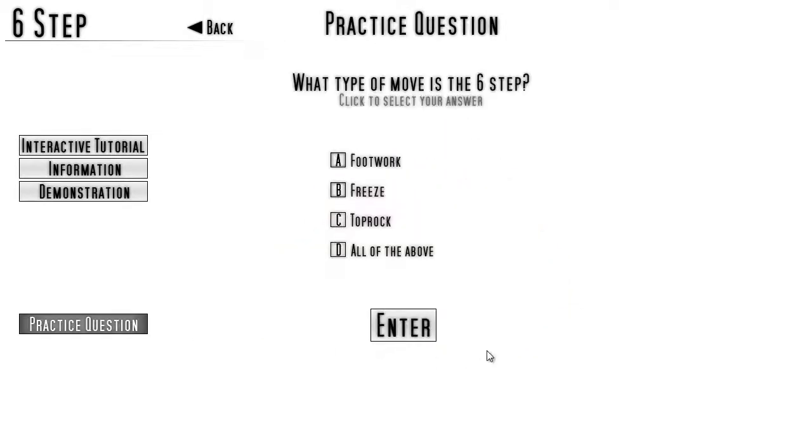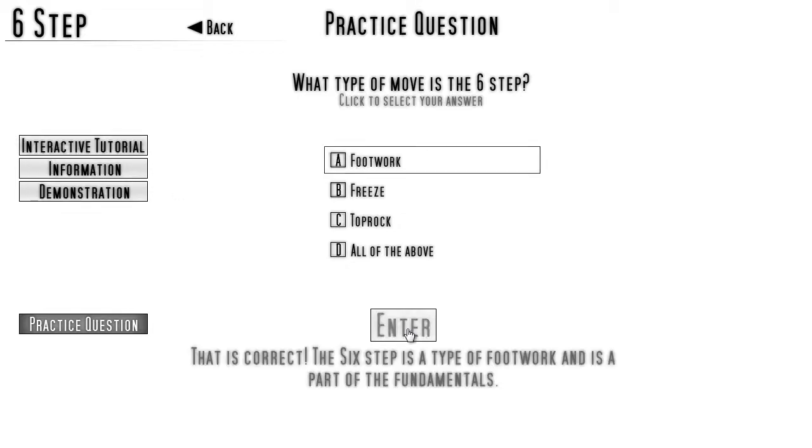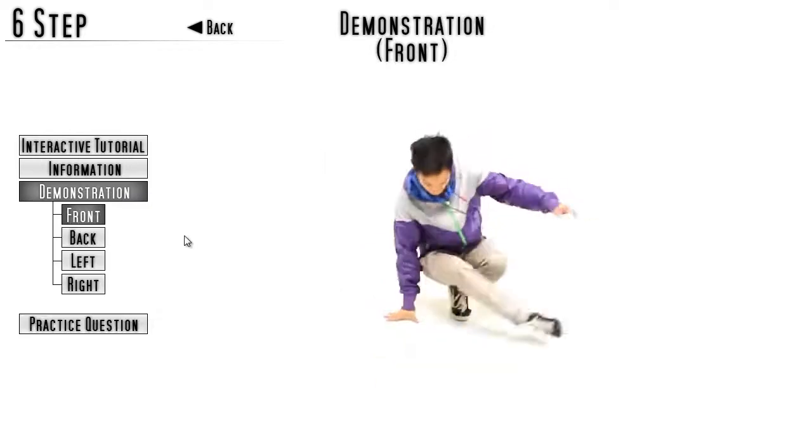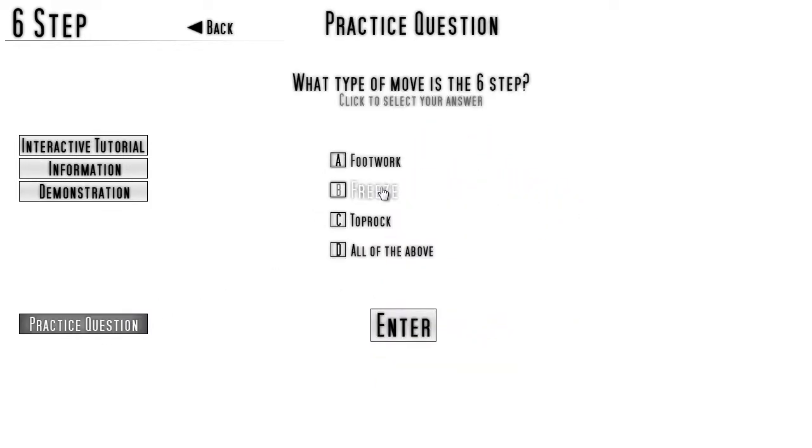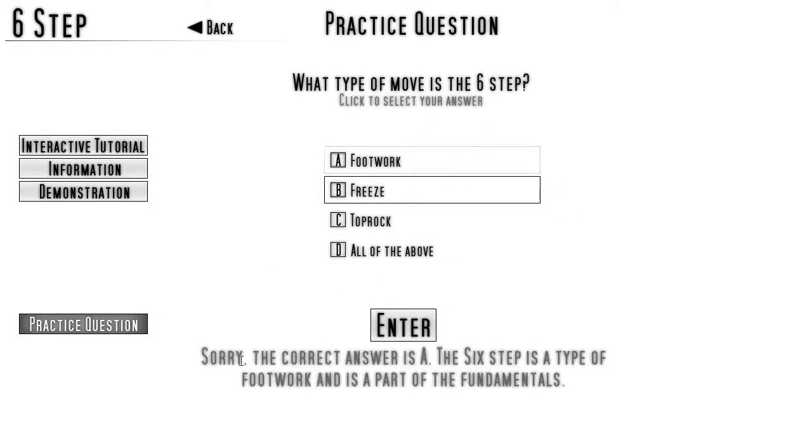So the practice question just gives you an example question that prepares you for the major quiz later on, and you're supposed to reference all the other tutorial sections to answer this question. From what we've learned from these sections, we know that this move is the footwork. We select the answer, press enter, and it gives us the feedback that tells us it's correct and why. Once we've selected an answer, you can't reselect another answer, so let's go back out and then back in, and once you select the wrong answer, it'll give you negative feedback that tells you you're wrong and why. Let's go back.